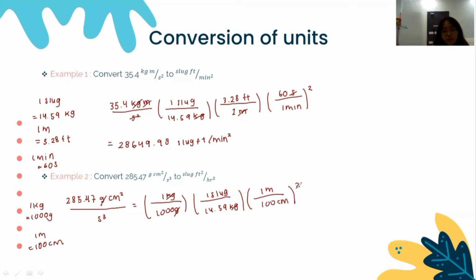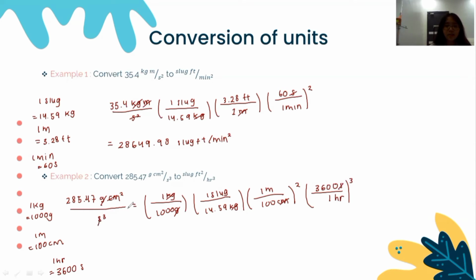Don't forget to put squared because there's squared in here. Cancel the centimeter out and we're left with second cube. We need to convert second cube to hour cube. So 1 hour is 3,600 seconds. So we need to write here 3,600 seconds and 1 hour cube, because there's cube here.